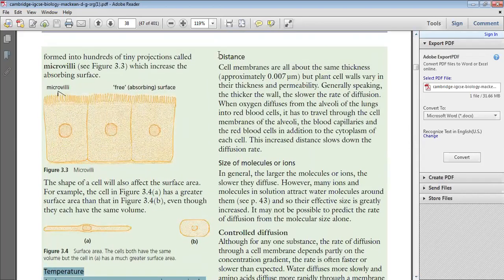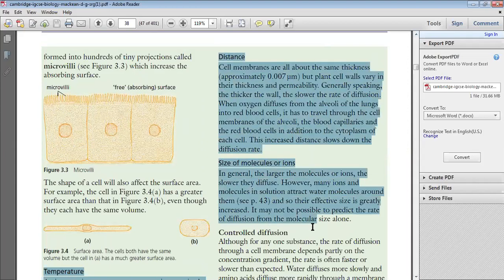And the distance and the size of the molecule, what are they basically? These are inversely proportional things. Inversely means if you are increasing the distance of the layer through which the particles can move, they will not move in a rapid manner.